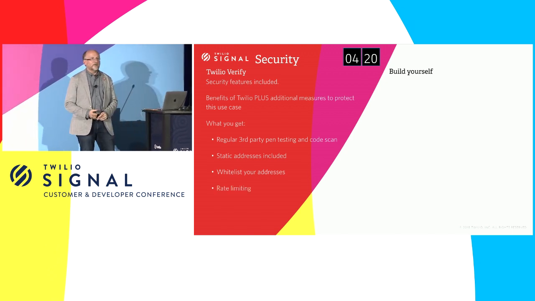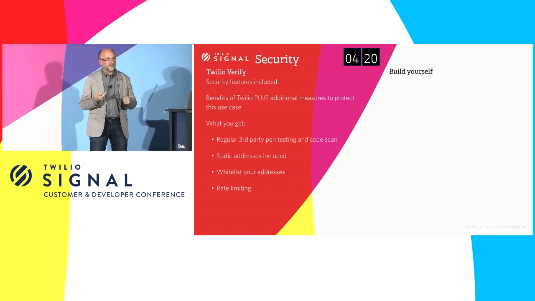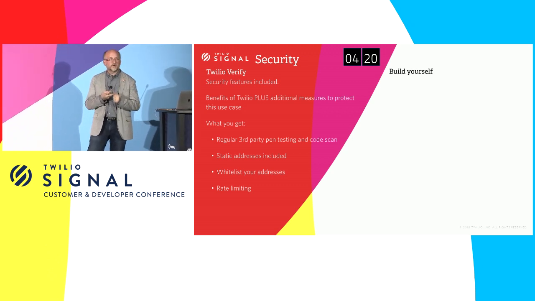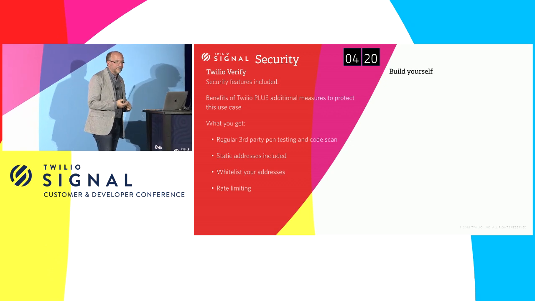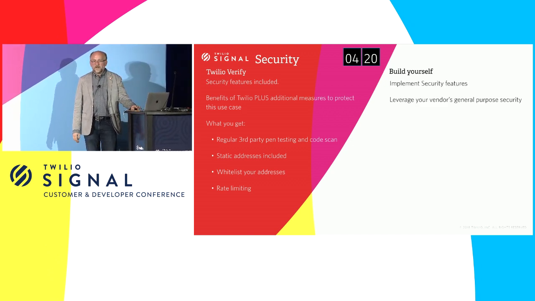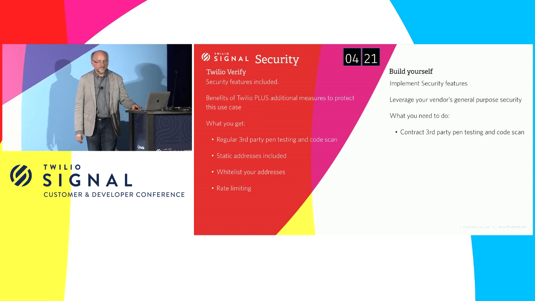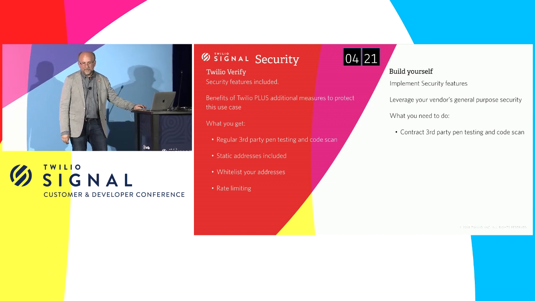And we have rate limiting built in to control people trying to do denial of service attacks, brute force attacks on the OTP system, people that are trying to game the system or do IRSF fraud on the system. So building yourself, you're going to need to do all of these things. You're going to need to leverage your vendor's general purpose, all-purpose security on their SMS and voice products. And you're going to need to take care of third-party pen testing yourself. You want to make sure that what you build is going to hold muster and that there are no weaknesses in it. And so this is the best way to do that.